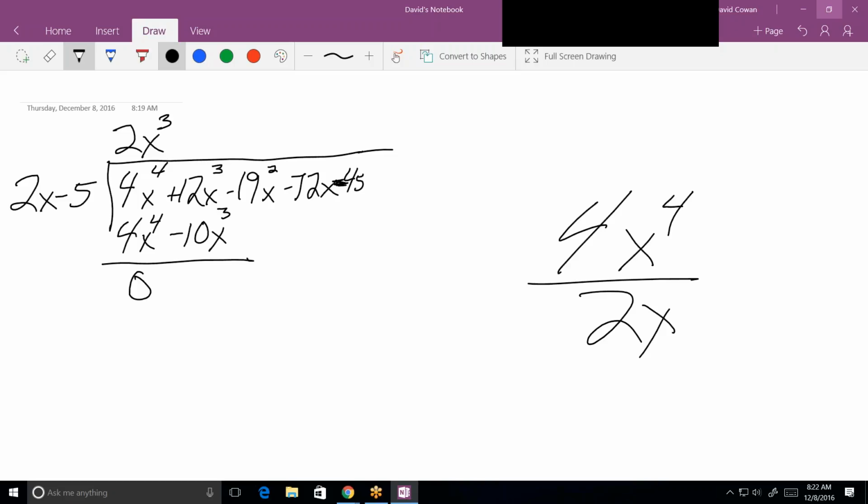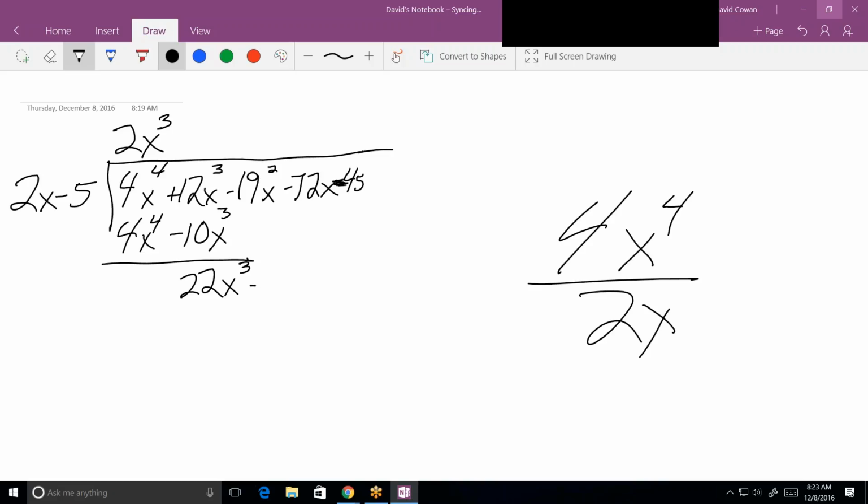What's this going to be? It's going to be 22x cubed. I don't need the plus sign in front of that because it's presumed. I don't need the 0. Okay? Now repeat the whole process from the start.